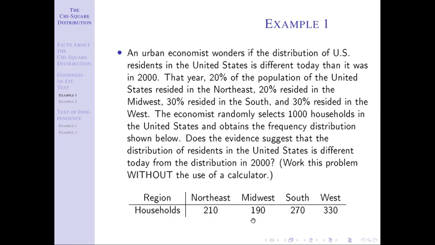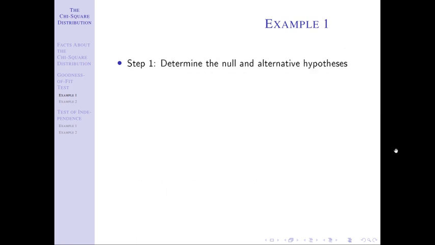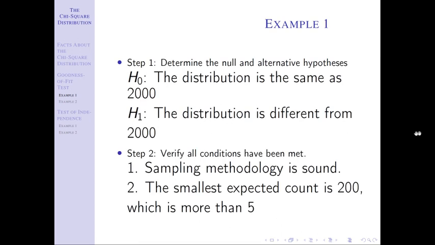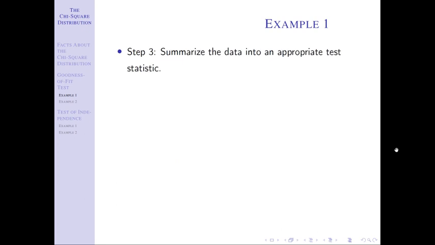Midwest was 20%, so that'd be 200. South was 30% of 1,000, be 300. West, 30% of 1,000, be 300. So you could put the expected counts right below this as well, because you're going to need them when working the problem. Our smallest expected count is 200. That is much bigger than 5. So our assumptions are good to go. And so we have 4 groups, which gives us 3 degrees of freedom. So our chi-square test statistic, we'll notate, as usual, with the degrees of freedom, subscript 3.